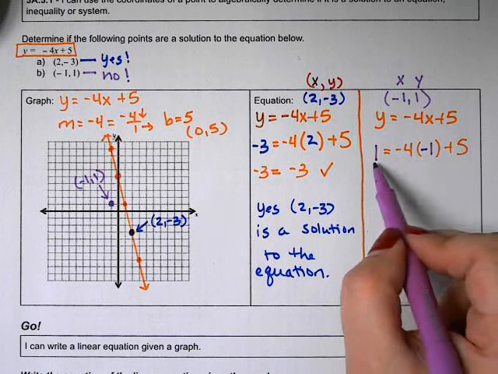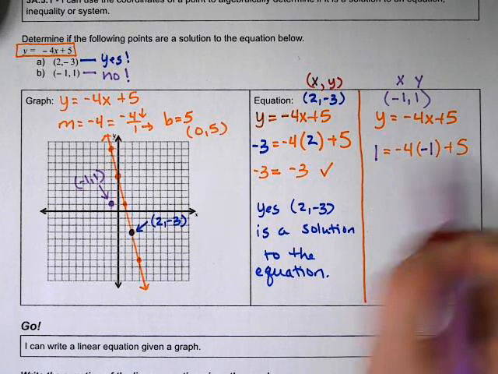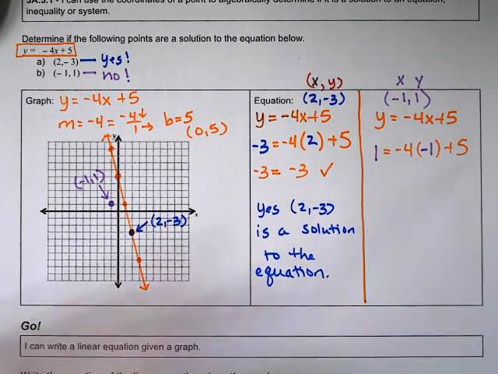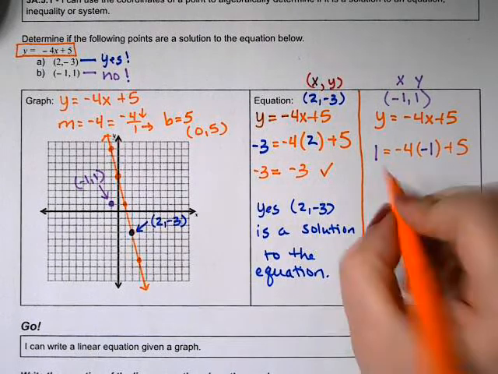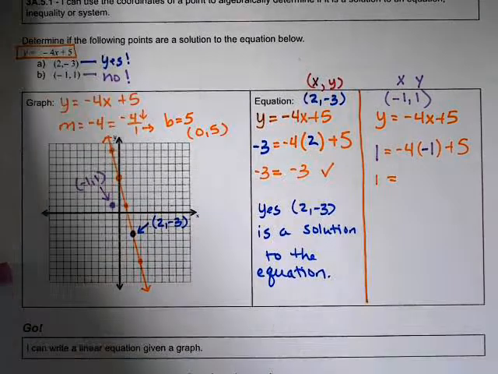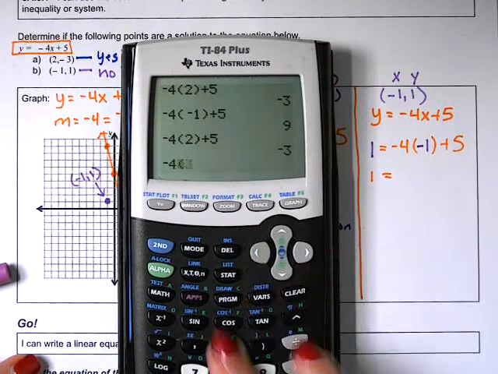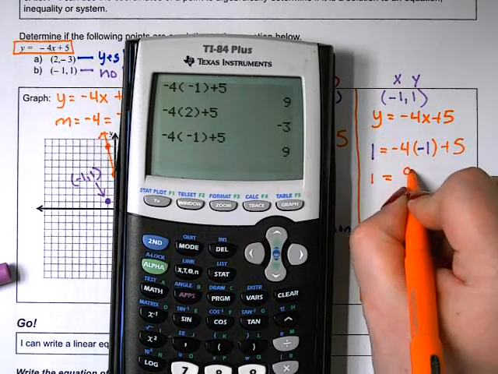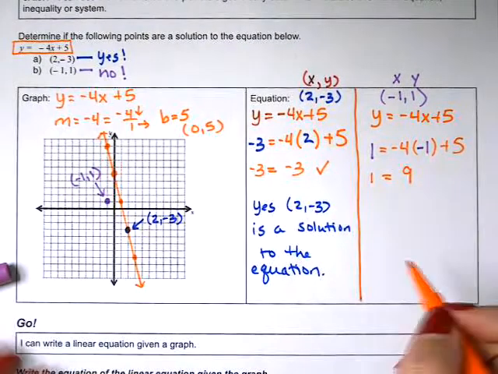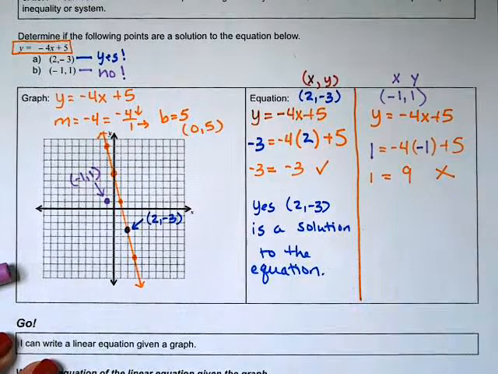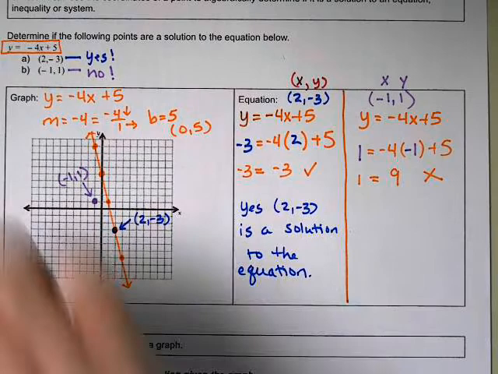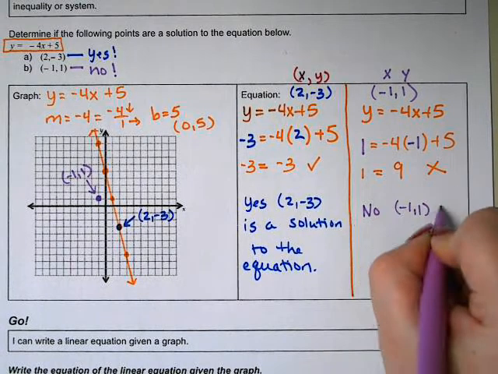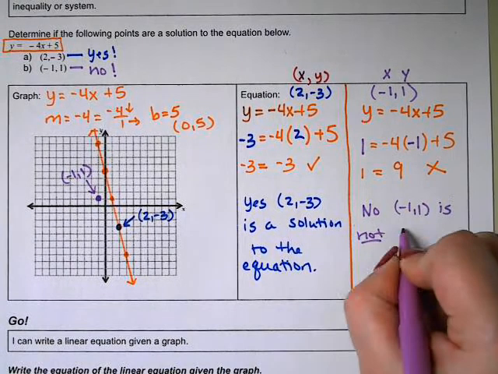So again, this is still y equals -4x plus 5, but I took out the y and the x and I put in the solution that I am checking. So now let's see if this is actually true. So here we've got 1 equals, and then let's use our calculator, -4 times -1 plus 5, and we get 9. Well, if we think about it, 1 and 9 are definitely not the same number, right? So what this means is no, this is not a solution. (-1, 1) is not a solution to the equation.